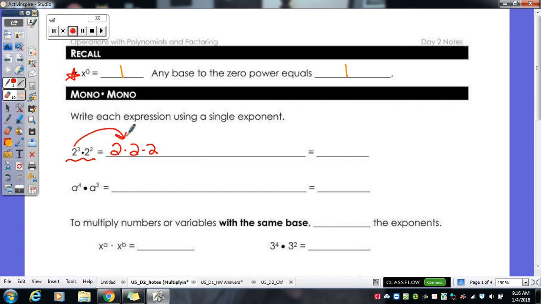2 to the third means that it's 2 times 2 times 2. That means you've got 3 2's you're multiplying. 2 to the second means that it's 2 times 2. So how many 2's do we have altogether when we're multiplying that? 5. So that means this is really 2 to the 5th, which, does anybody know what 2 to the 5th power is? Don't tell me 10. 32. Good.